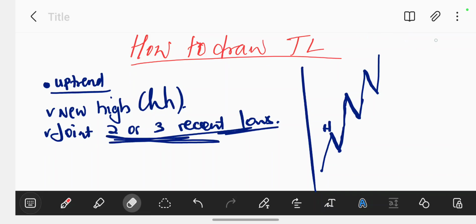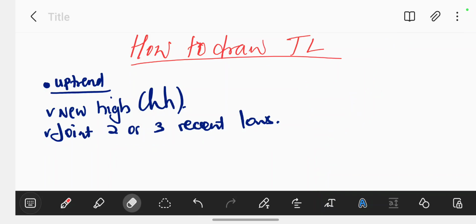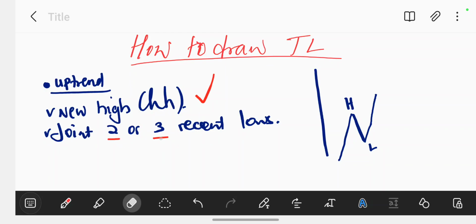So let's just do it in a sequence so that I do not lose you guys. Let me start it like this. This is our first high. We come down, we form our first low. The moment it takes out that high, it makes a new high. It means the first one is a tick. We have the first criteria we need to be able to draw a trend line. And we also need at least 2 or 3 recent lows. In this case, we still have only 1 low, so we can't draw a trend line using just 1 low.